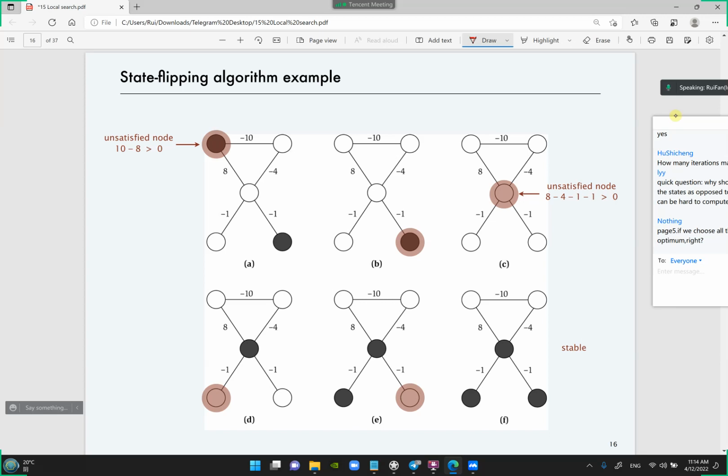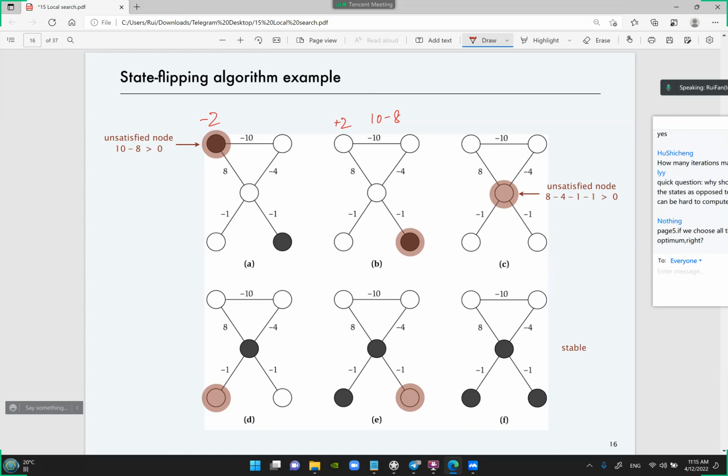Because he's not satisfied, we are going to flip his state from black to white. The thing to notice is that once you flip his state, he goes from being unsatisfied to being satisfied. Once he becomes white, he gains 10 points over here, because he satisfies this constraint: the negative 10 means these two nodes should have the same state, and they do, so you get 10 points. Now this 8 means these two endpoints should have different states, but they have the same state, so you don't satisfy that constraint and lose 8 points. Altogether, he has positive 2 points. He used to have negative 2 points, and now he's got positive 2, so he's gone from an unsatisfied node to a satisfied node.